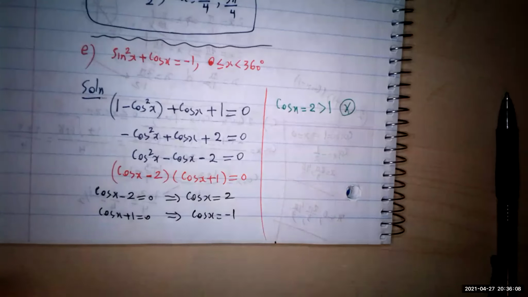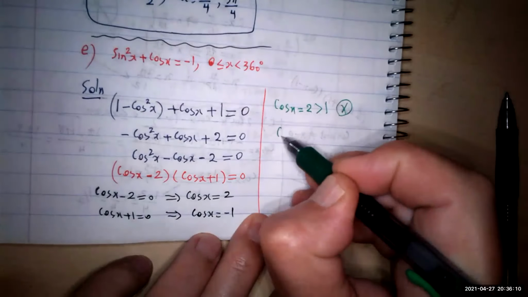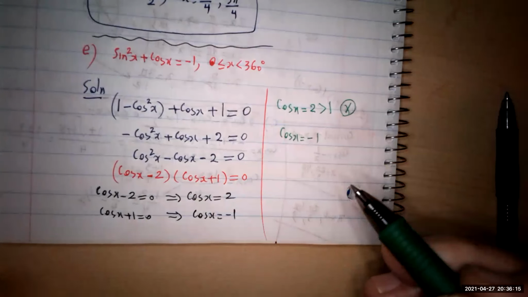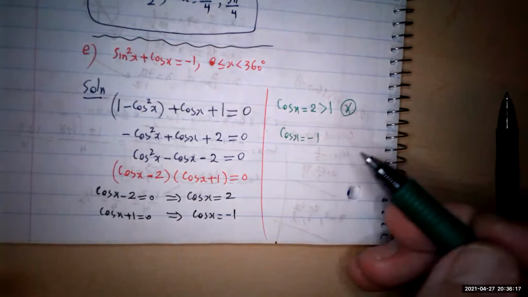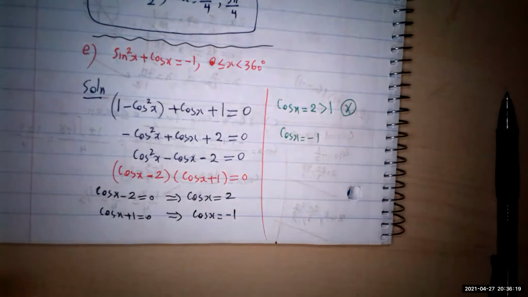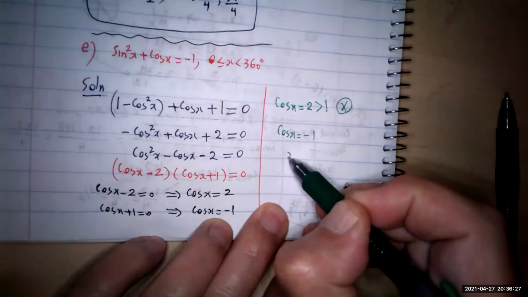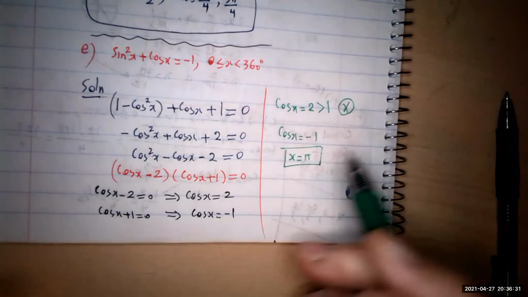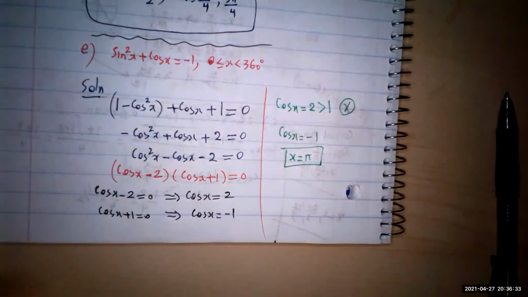So we go with the second one, cosine x equal to -1. That's easy. You can go to the table, or you know it, it's pi. x equal to pi only gives you the cosine equal to -1. That's going to be the only angle that gives you the cosine equal to -1.